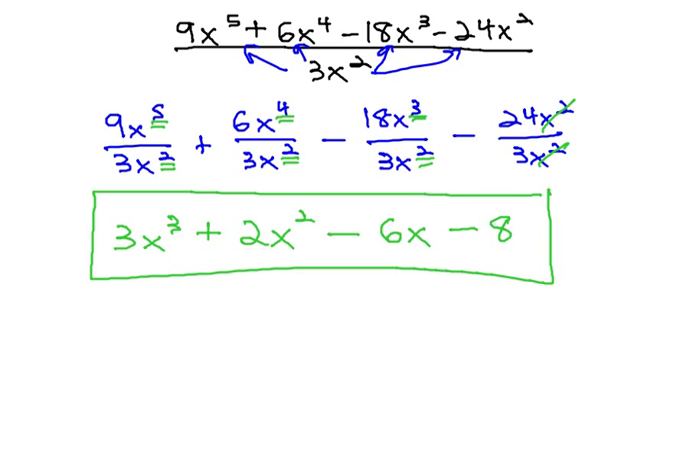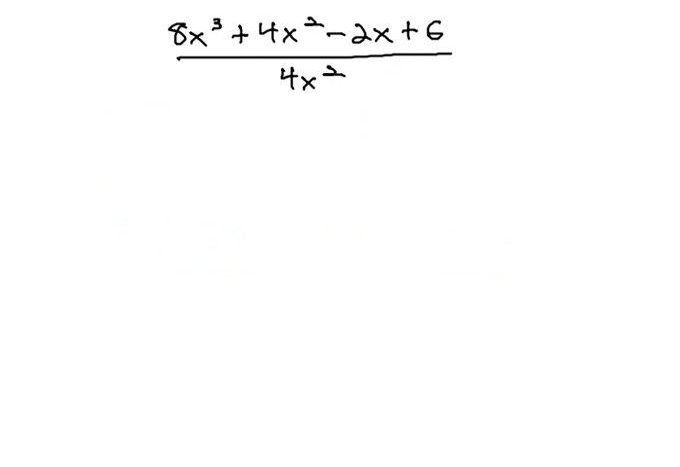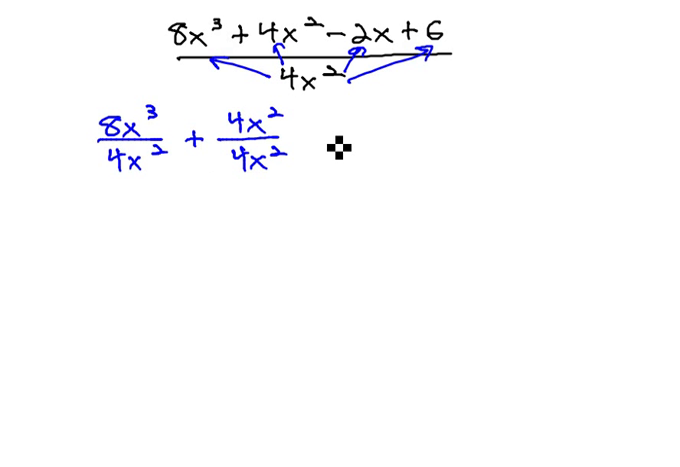Let's try one more example. In this problem, we have 8x cubed plus 4x squared minus 2x plus 6 all over the 4x squared. Again, when we're dividing by just a monomial, we can distribute that division onto each of the terms. This gives us 8x cubed over 4x squared plus 4x squared over 4x squared minus 2x over 4x squared plus 6 over 4x squared.